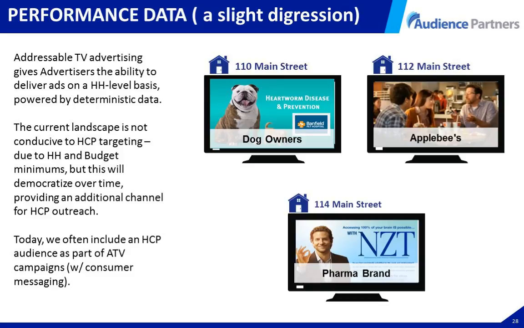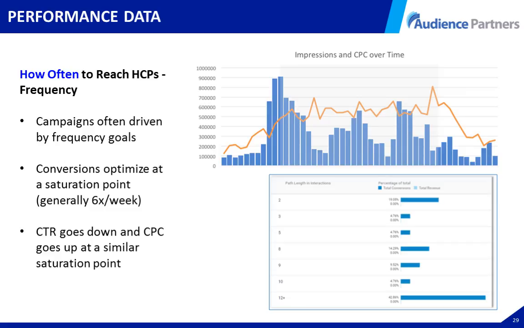But I do believe as this technology democratizes, you'll be able to buy smaller campaigns against smaller audiences. And I think that this has proven to be an excellent way to reach consumers in pharma. I believe it will be an excellent way to reach HCPs. And then lastly, on performance data, how often to reach them. The point on this slide probably won't surprise you. It's that there is a saturation point. We have a fairly finite audience here, and your agency or your brand is not the only one trying to reach cardiologists or endocrinologists or whatever that audience may be. So we start to reach saturation points.